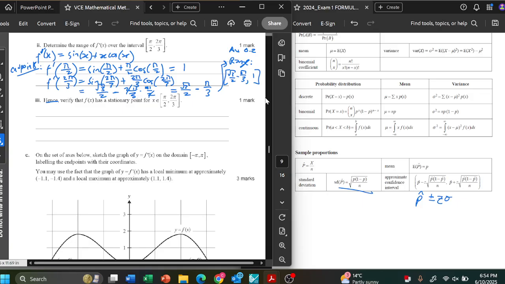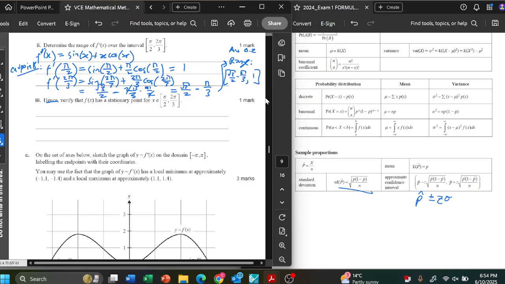Okay, so hence verify that f dash x has a stationary point within this domain. What are we checking here? If we've got these two values, the two endpoints of this range, and one of them is positive and one of them is negative, then somewhere in between those 2 points there must be a point where the output of this function is equal to 0.